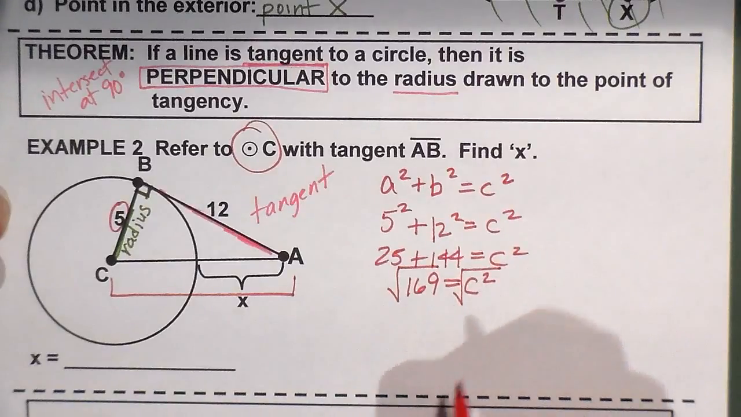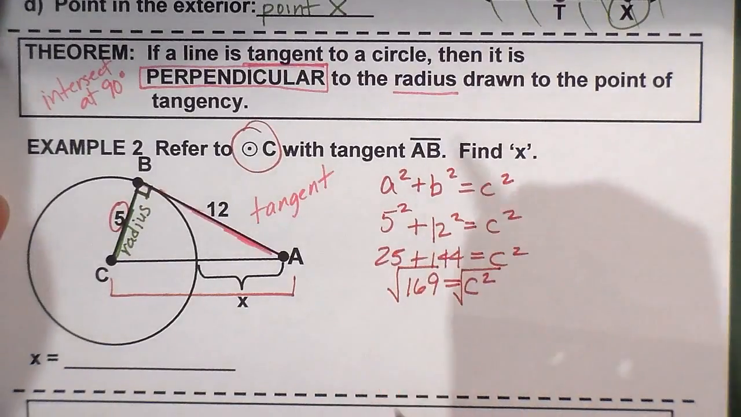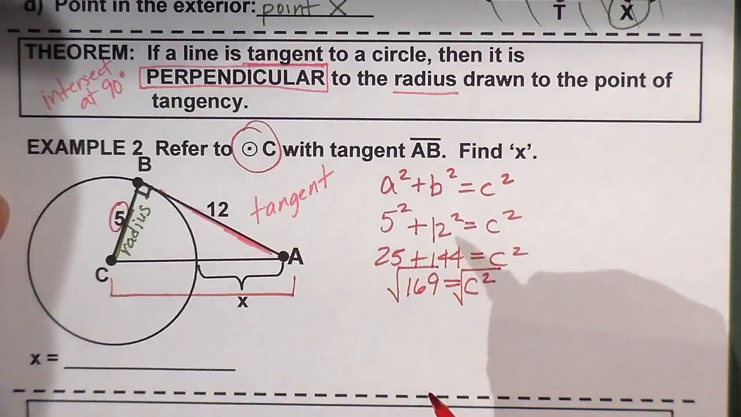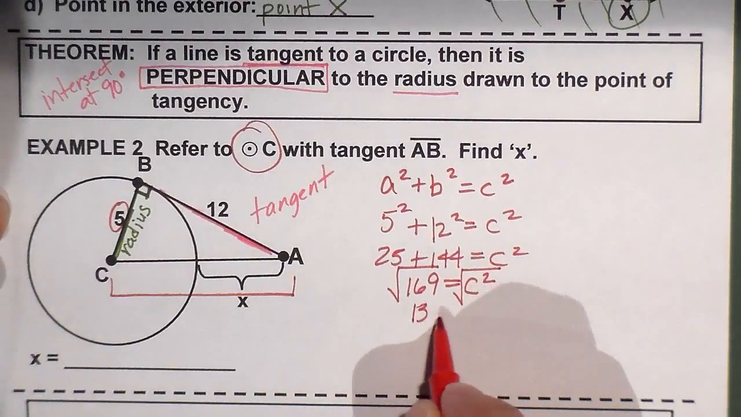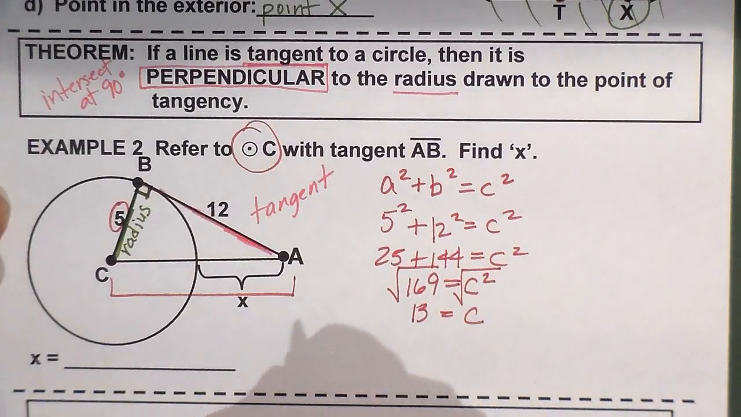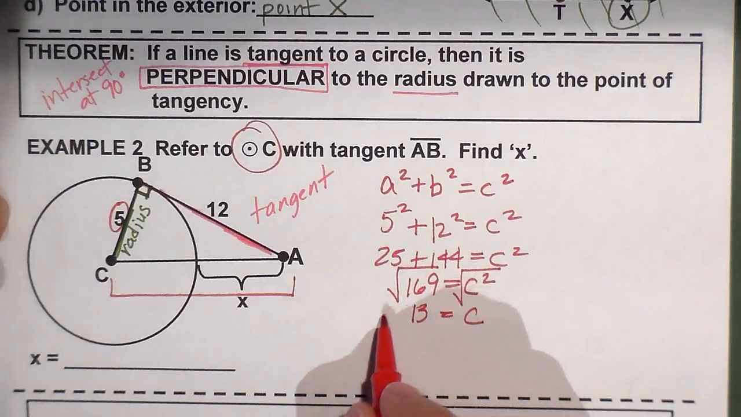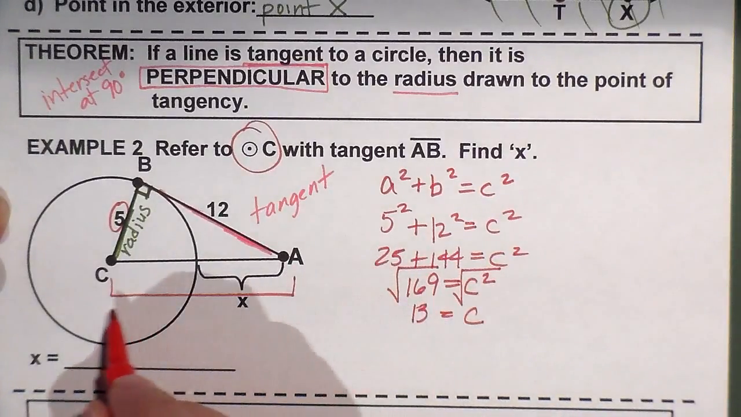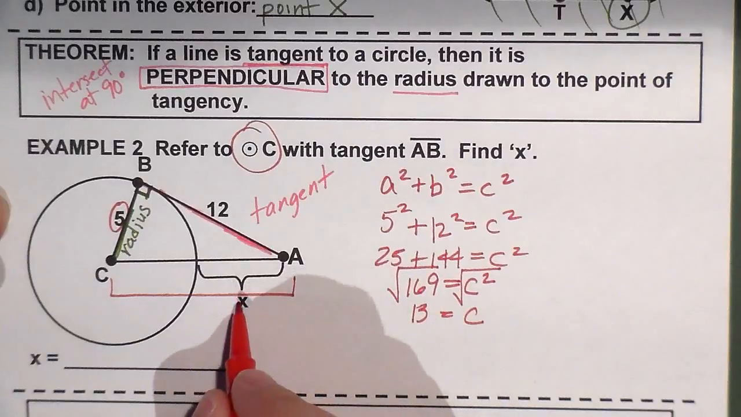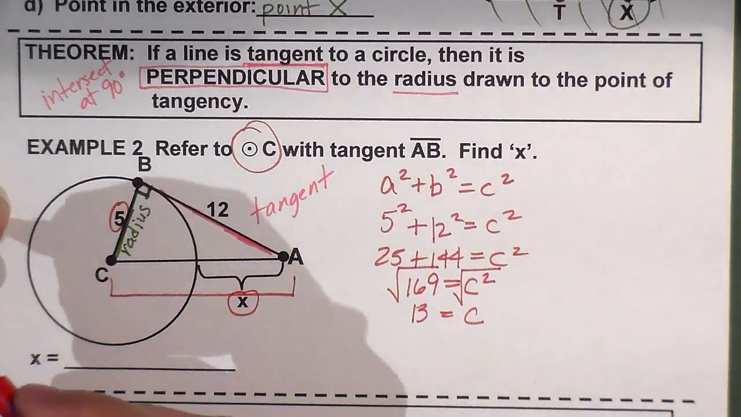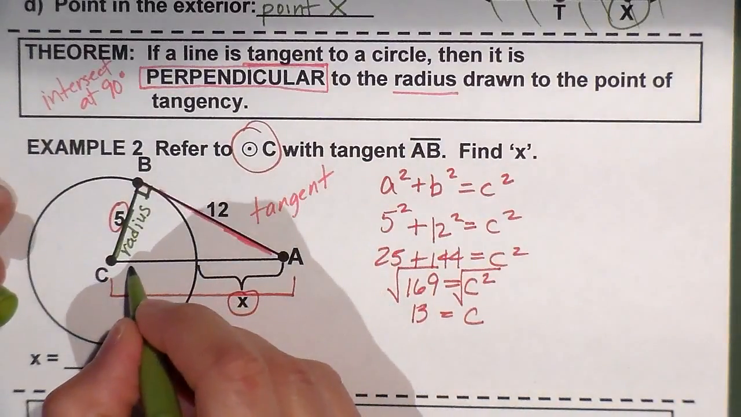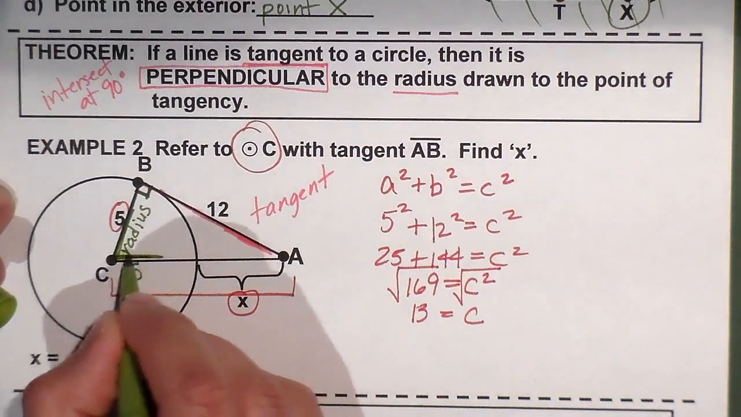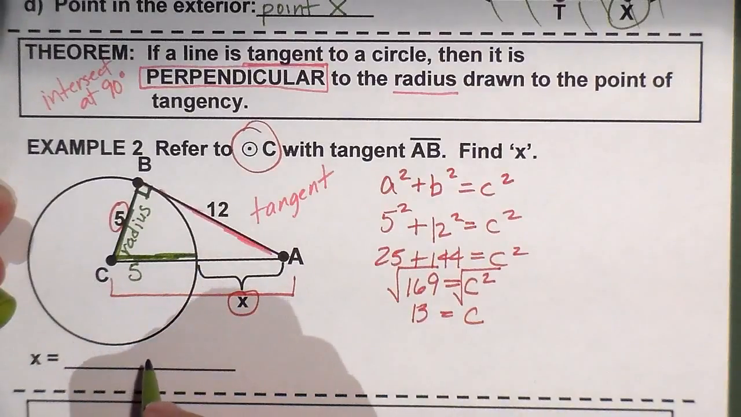And then I'm going to square root. Remember, square root is the inverse operation of squaring. So square root of 169 is 13. So that's c. Now c is the length of the entire segment. But I don't want the entire segment, I just want x. But what do I know already? This entire segment is comprised of a radius. Isn't there another radius here? So that radius piece is 5.